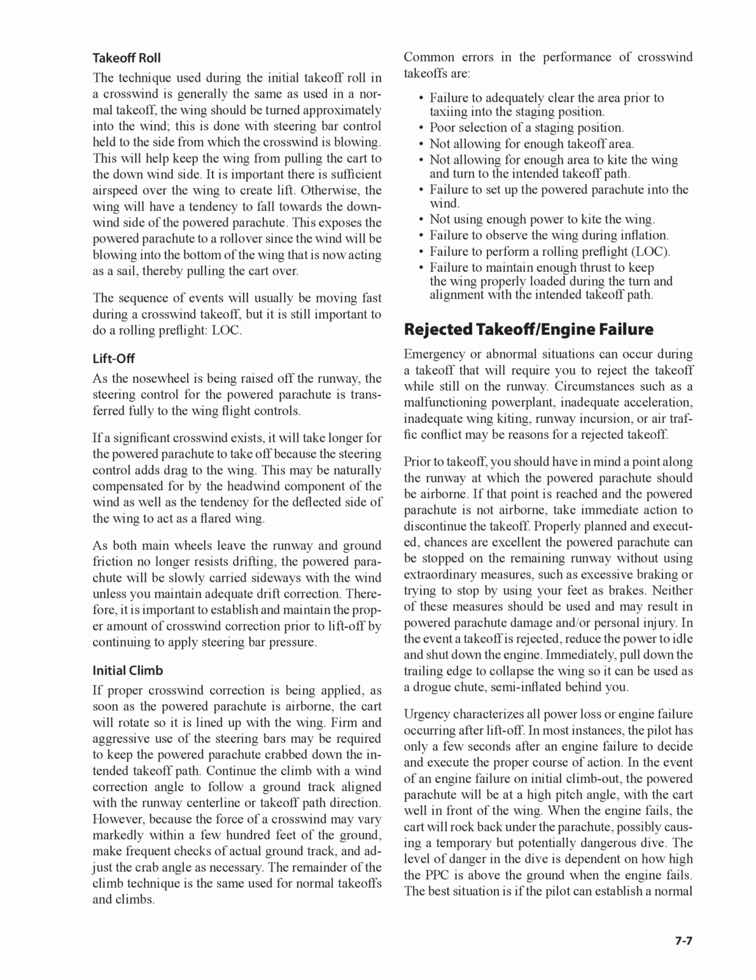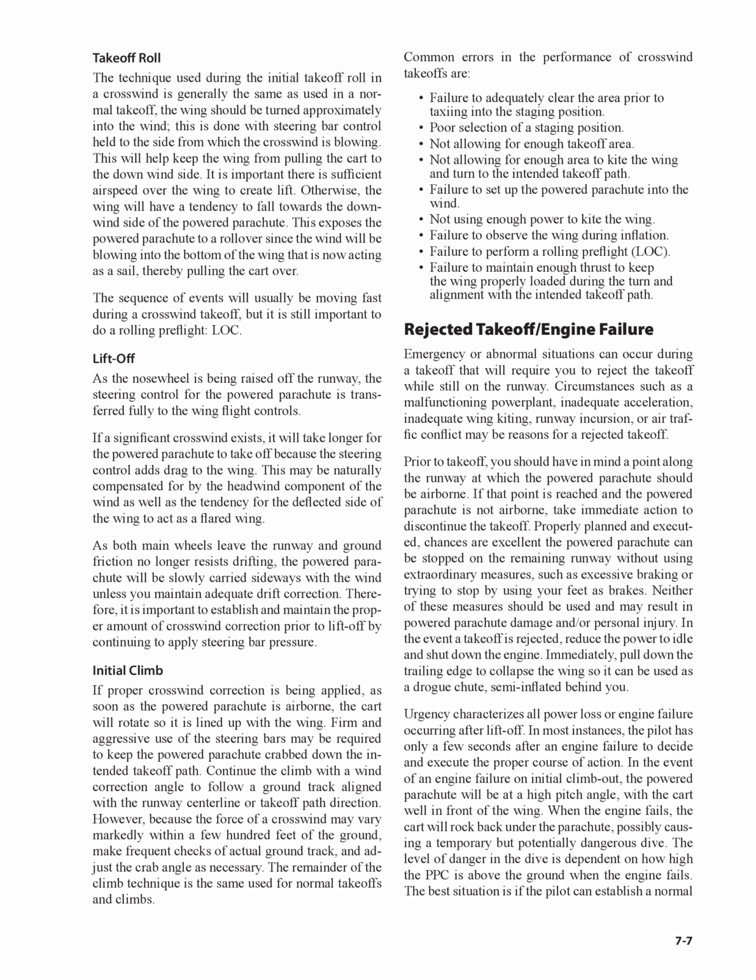Liftoff. As the nose wheel is being raised off the runway, the steering control for the powered parachute is transferred fully to the wing flight controls. If a significant crosswind exists, it will take longer for the powered parachute to take off because the steering control adds drag to the wing. This may be naturally compensated for by the headwind component of the wind as well as the tendency for the deflected side of the wing to act as a flared wing.